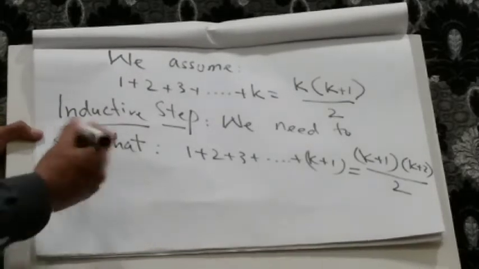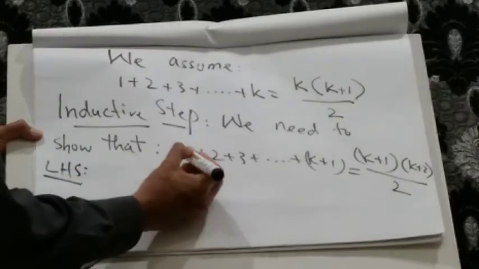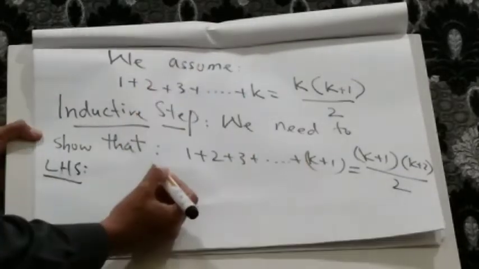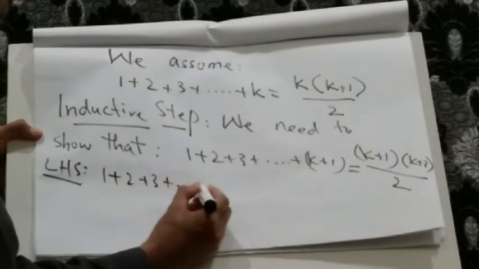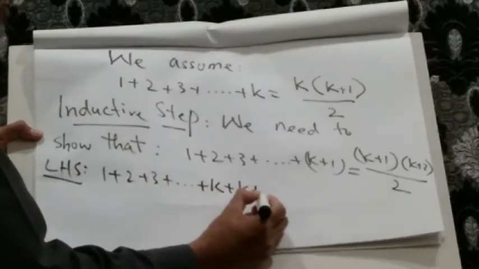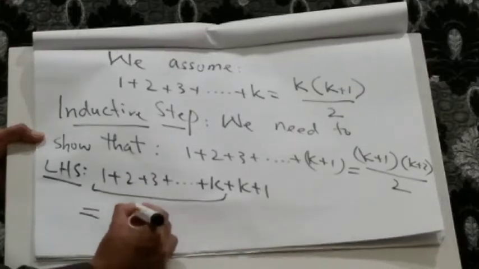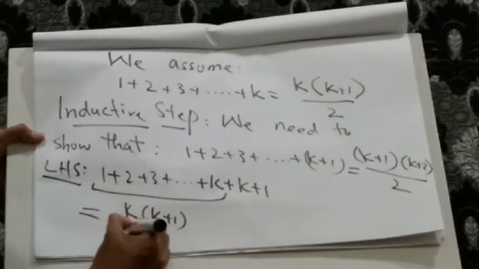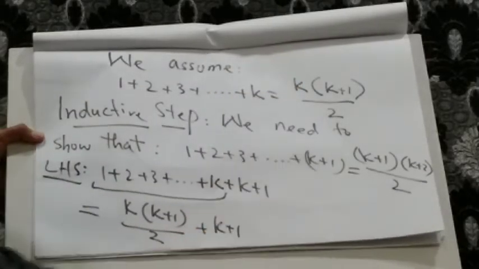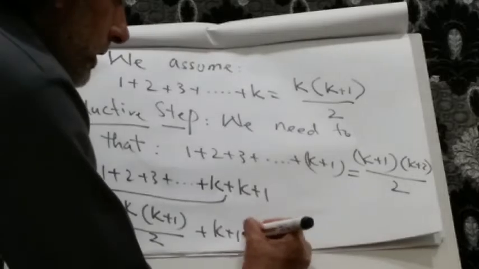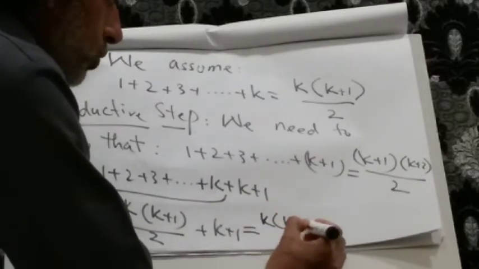So what we do over here is that we take the left hand side first. We rewrite this whole thing by using our hypothesis. So 1 plus 2 plus 3 up till k plus k plus 1, we are just rewriting it. And this part we know is equal to k into k plus 1 over 2 through our hypothesis, and then k plus 1 is getting added. We open up this whole thing, this turns out to be k into k plus 1.